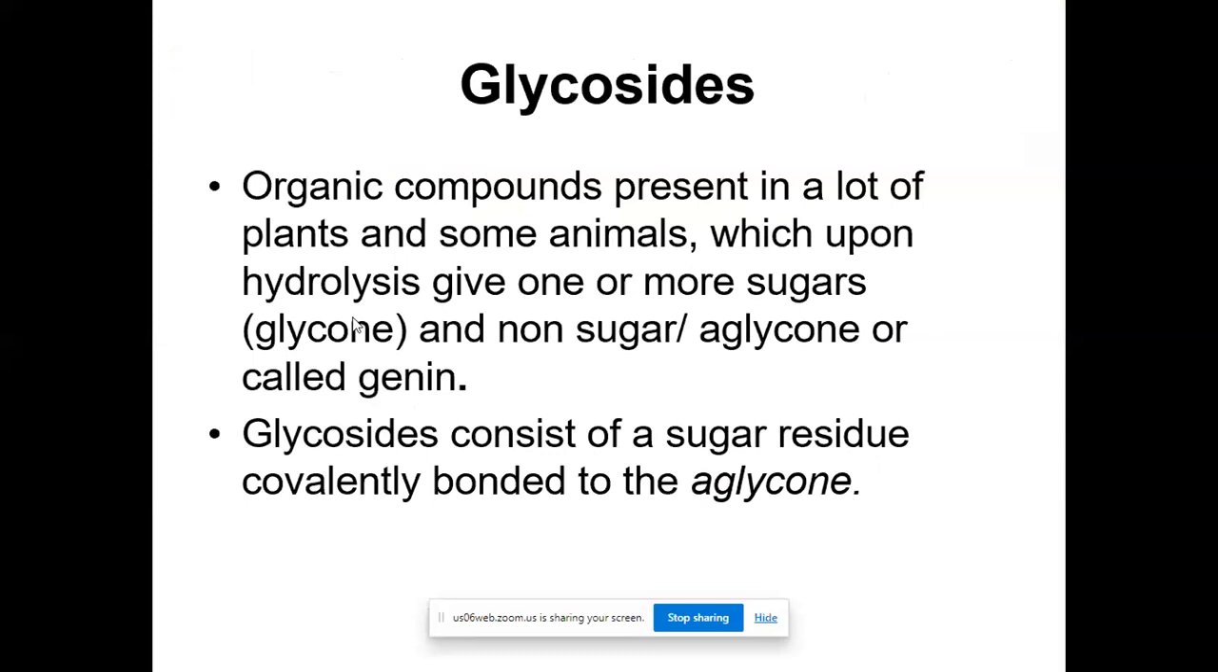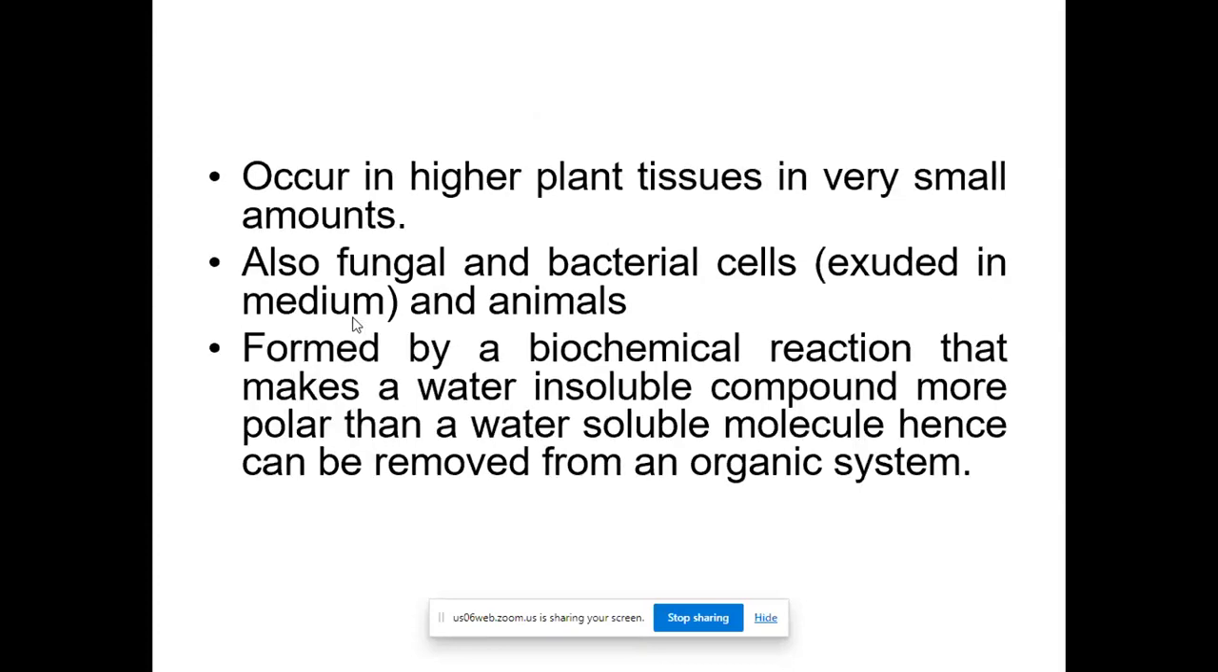So glycosides, they're organic compounds that have like two moieties. We have the glycon and the aglycon. The glycon is the sugar bit of it, and then the aglycon is the non-sugar one, also known as the genin. So glycosides, when they are hydrolyzed, they produce either one or more sugars. So they occur in higher plants in tissues, also from fungal and bacteria cells.